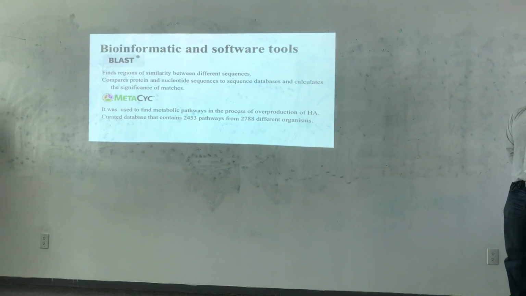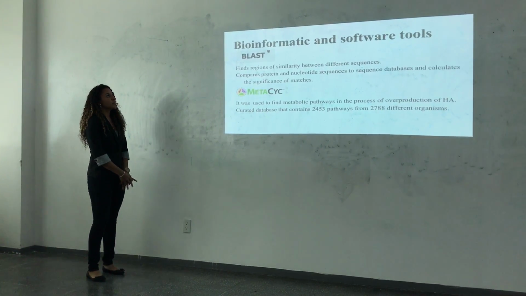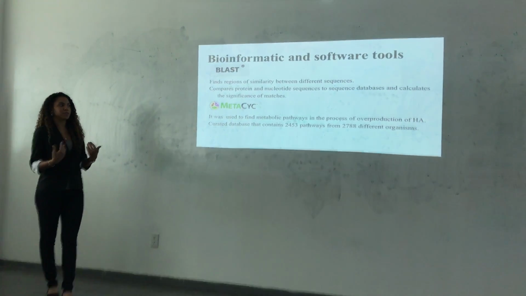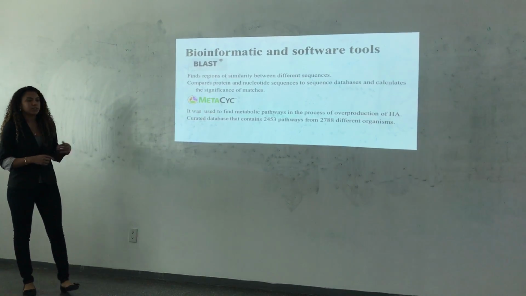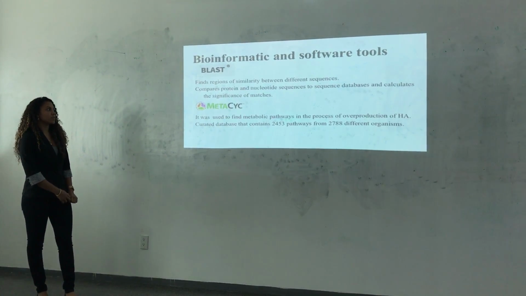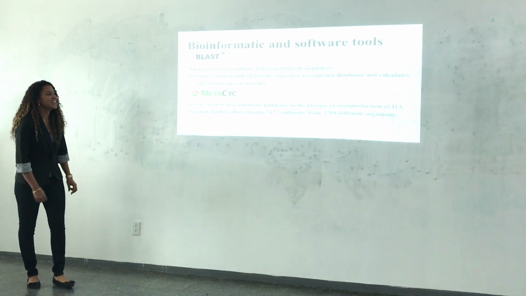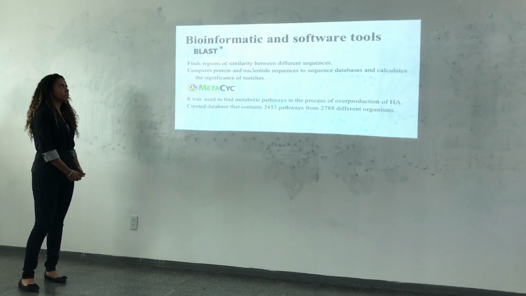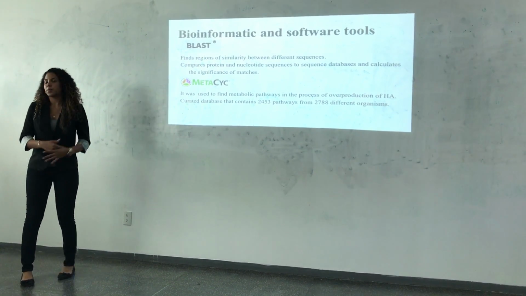As I said before, we use BLAST as a bioinformatic tool for our project, and we also use Metabolic. BLAST finds regions of similarity between different sequences, and that's what we did with E. coli and Streptococcus sequences for the genes. We can also compare protein and nucleotide sequences in other databases. And for the pathways, we use Metabolic, which has 2,453 pathways from 2,788 different organisms. So we can use this to achieve our goal of doing the disturbance of the pathway.